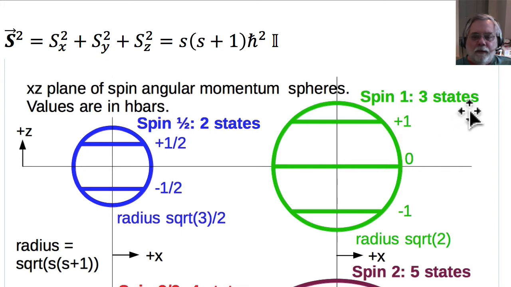For spin 1, we get this green system. A larger sphere, 3 states, plus 1, 0, minus 1. Notice the difference between the spin states. 1/2 minus minus 1/2 is 1 h bar. So the spacing between these two states is 1 h bar. The spacing between these states is 1 h bar and 1 h bar.